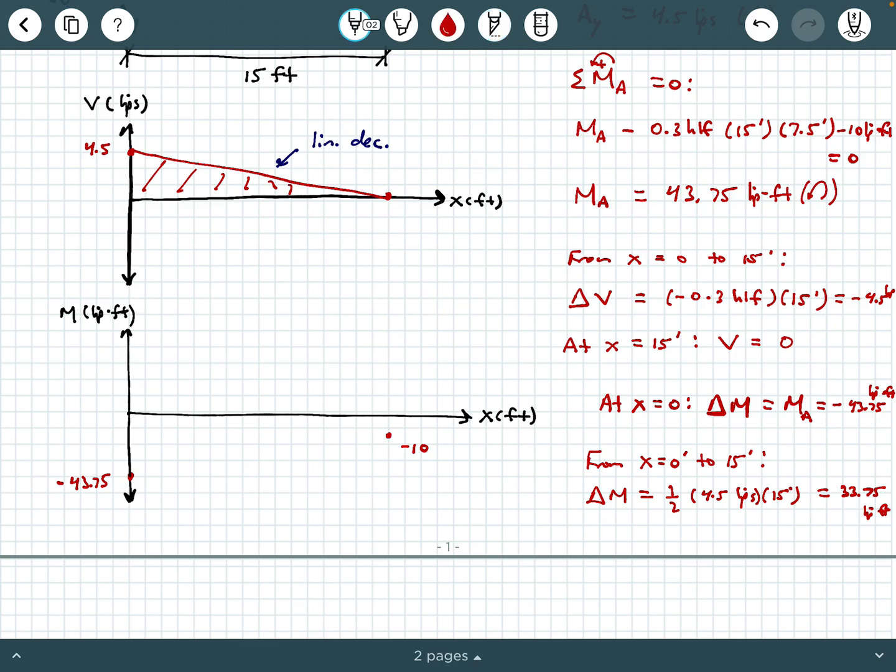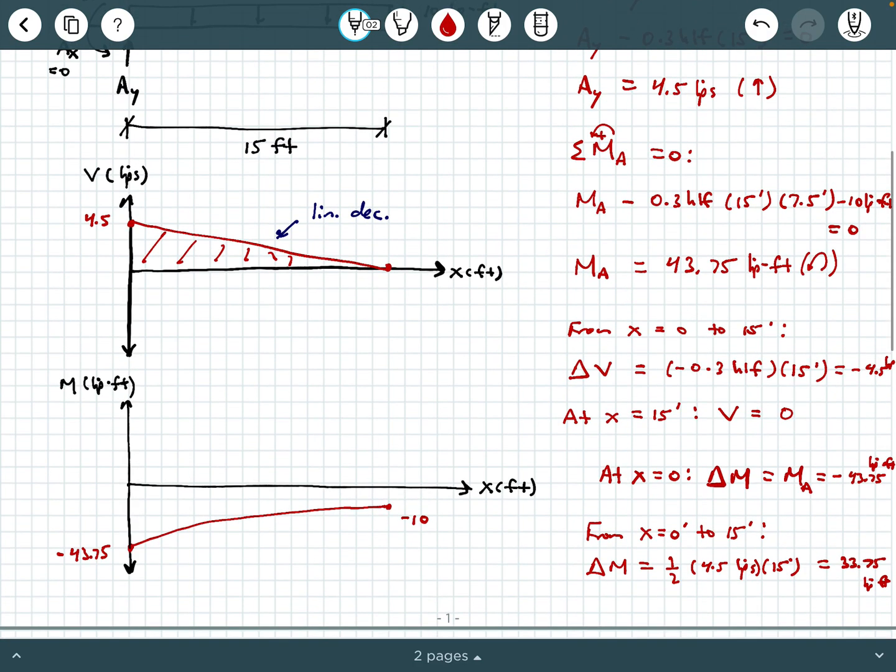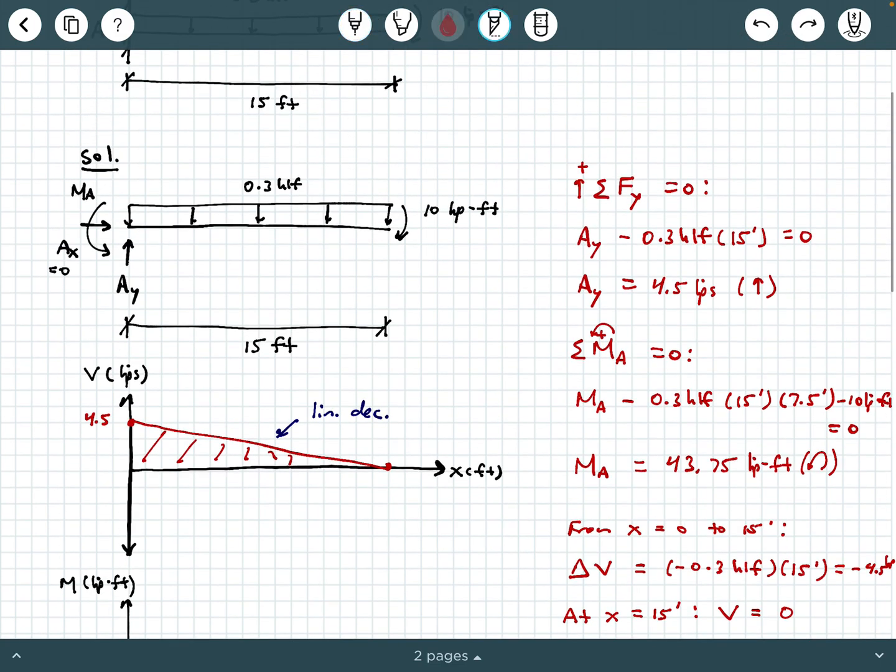How are these 2 points connected? Well, this is going to be quadratic concave down, okay? Quadratic concave down. Now, you might be thinking, well, this doesn't close. Well, it does, because we have to remember that we had an applied 10 kip foot moment at the free end, and this applied 10 kip foot moment was going clockwise.